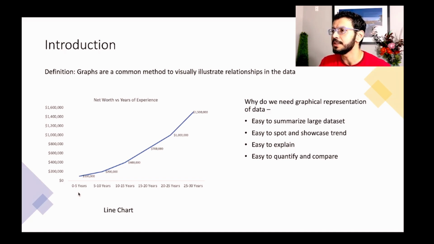Second is it's easy to spot and showcase any kind of a trend. So in this case, you can easily make a statement when you're sharing the results that as the number of years of experience increases, then your overall net worth of a person also increases. And usually there is a linear relationship, approximately linear relationship, although there could be some distortion in the middle. It's also very easy to explain once you have a graph in front of you, and it's easy to quantify and compare amongst like two different population distribution and so on. So this is probably the simplest type of a graph.